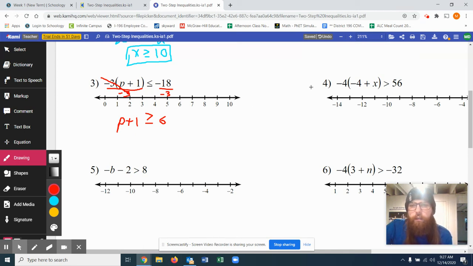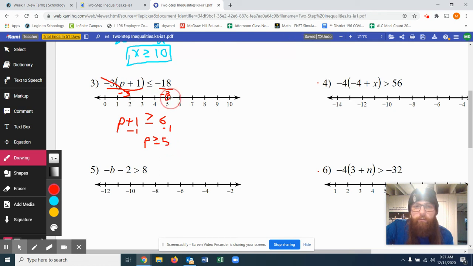So take a look at number 4 real quick and number 6. You see that there are negative numbers you're going to be dividing. In each of those problems, that sign is actually going to switch after you divide by that negative number. Going back to this problem, all we have to do now is subtract 1 from both sides, and I get p is greater than or equal to 5.